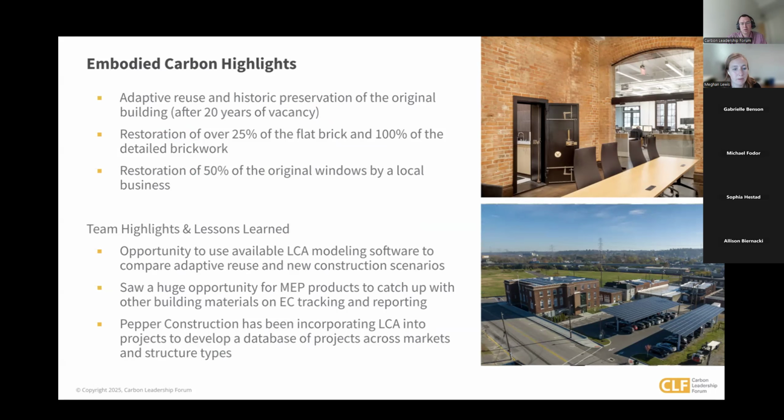And based on the team highlights and lessons learned, sounds like Pepper Construction was excited to use the available LCA modeling to compare adaptive reuse in new construction scenarios, and also highlighted the huge opportunity for MEP products to catch up with other building materials. And it sounds like, Allison, maybe you are working on this, said that Pepper Construction has been incorporating LCA into projects to develop an internal database of projects across markets and structure types.